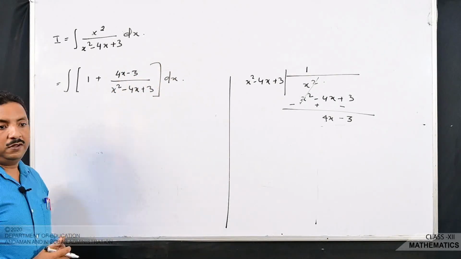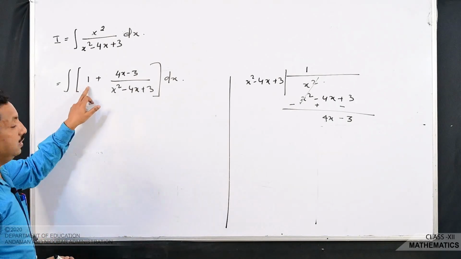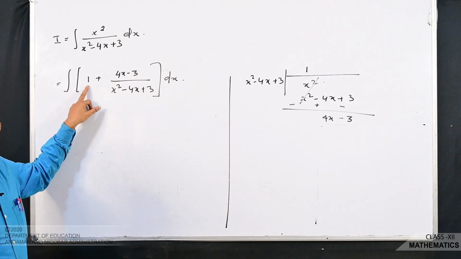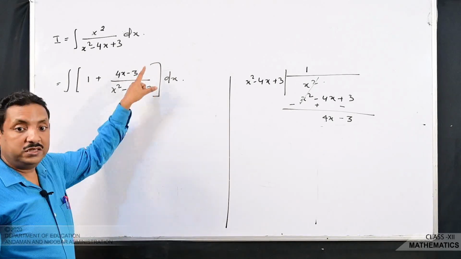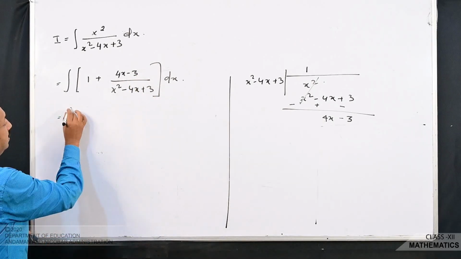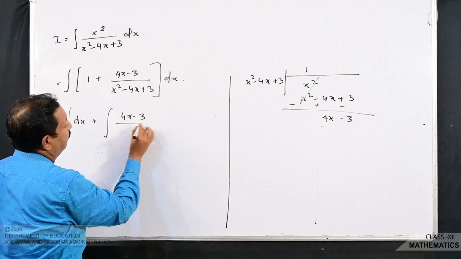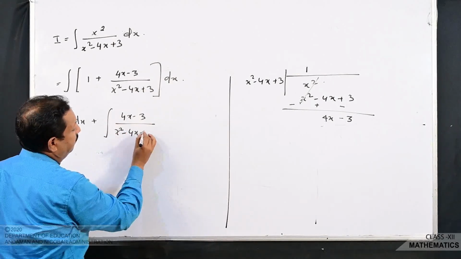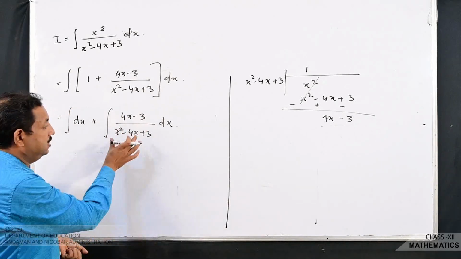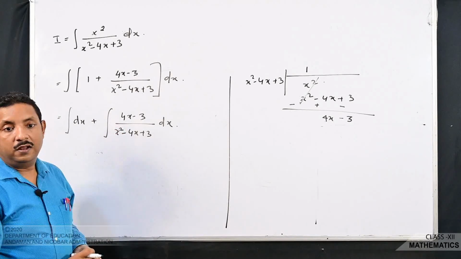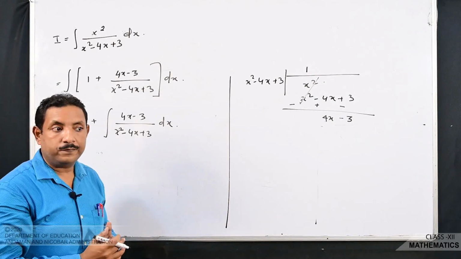So by making it a proper one, I already get two terms. Now, the integration of the one is very simple, it is x. So this part is integrable. Now we go to this part only. So I have dx plus integration of (4x minus 3) by (x square minus 4x plus 3) dx. It is exactly similar to the linear by quadratic one, but it is not given in factorable form. So I have to check whether I can make any factor over here or not. So let's check.